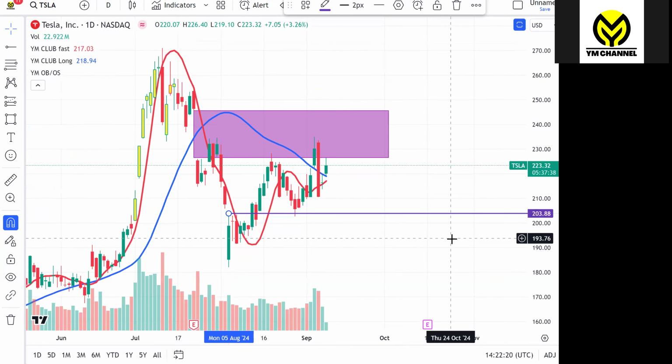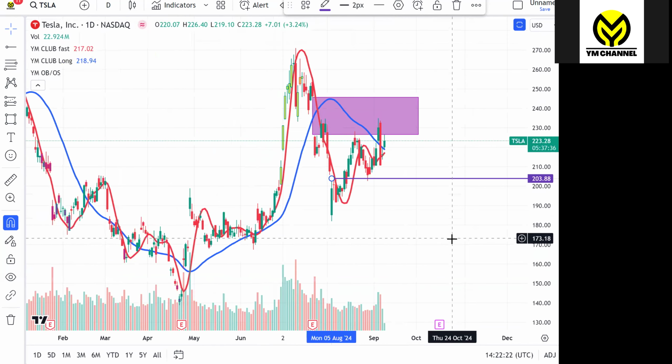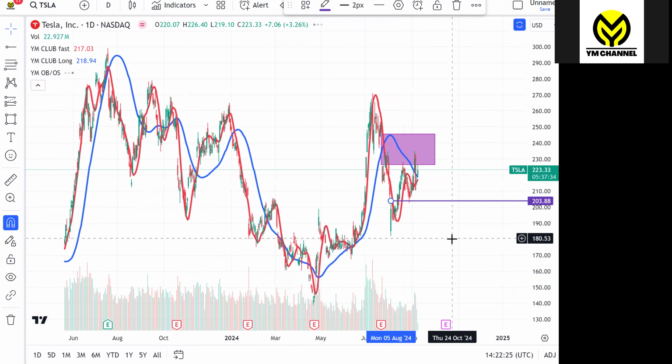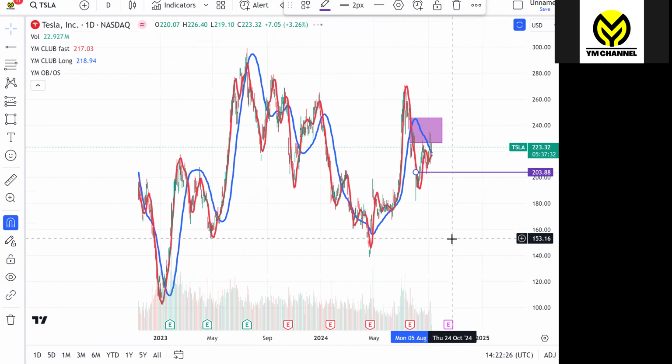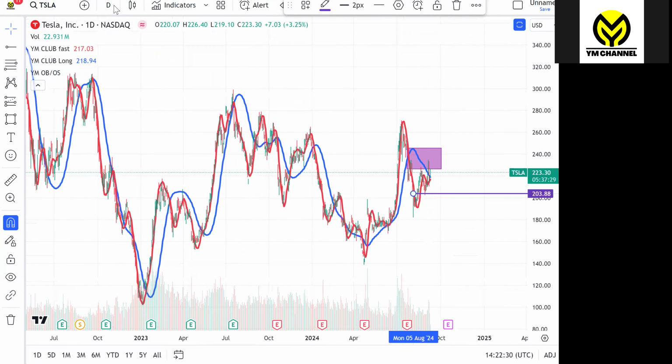But how about Tesla? Is it at its peak yet? If we look at Tesla, basically, you can see the whole trend. We are not really at the peak. We are not even close to our peak.